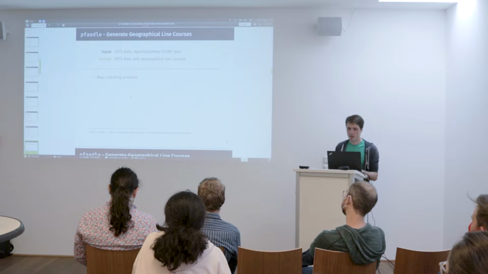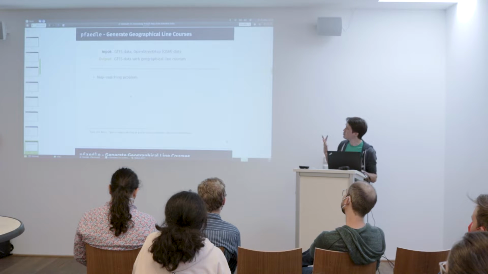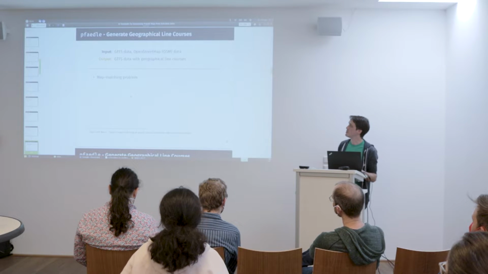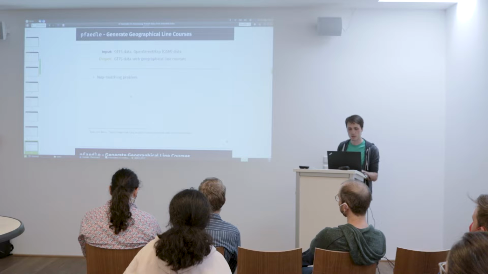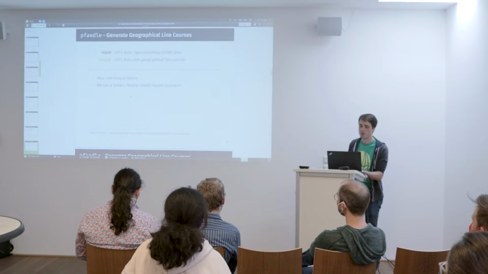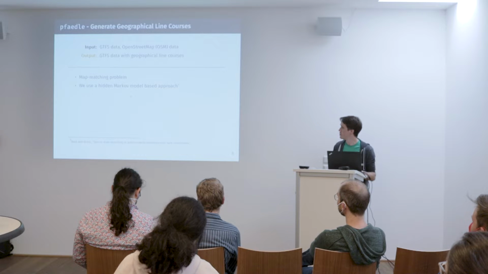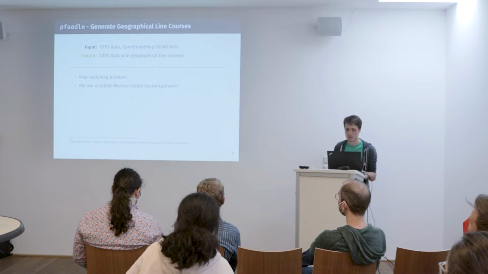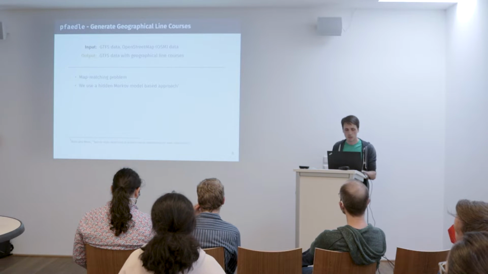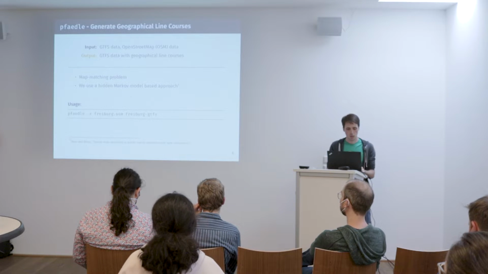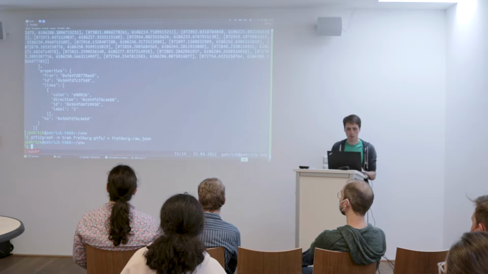So what pfaedle does, it receives as input GTFS data without any shapes and additional OpenStreetMap data, and will generate a GTFS data set with the geographical line courses. This is basically a map matching problem, and we use a hidden Markov model-based approach. If you're interested in the details, the publication is down there. And its usage is actually pretty simple. This is how you can use it. And we will do this now together.